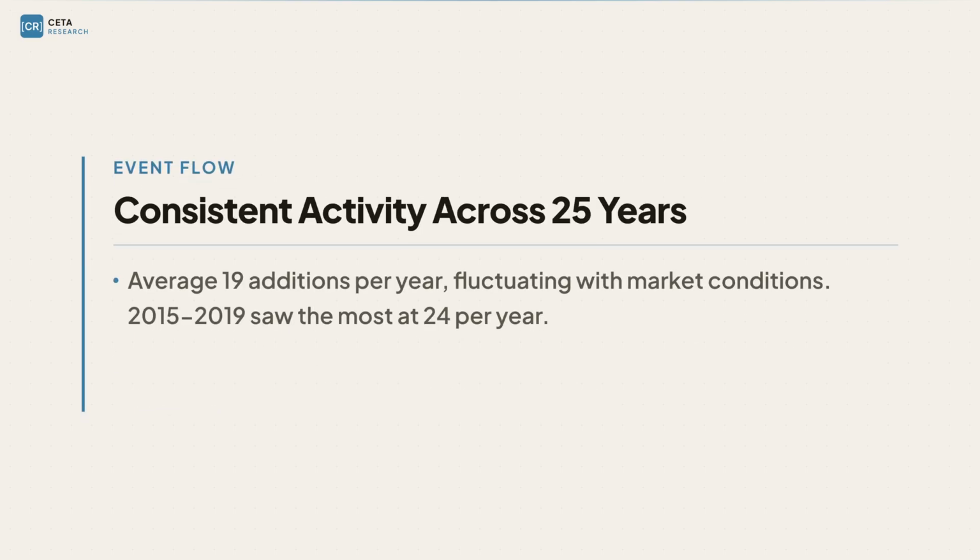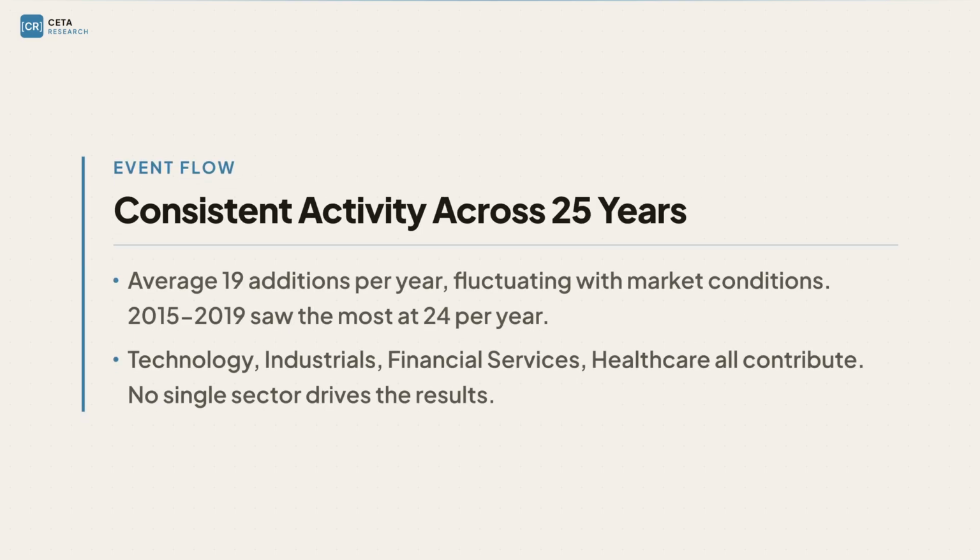Here's how the event count has held up over time. The count fluctuates with market conditions but averages roughly 19 per year. The 2015-2019 period saw the most activity with 24 per year, while the early 2000s saw the fewest at 12. As long as passive indexing keeps growing, reconstitutions will keep creating forced trading events. This isn't running out of opportunity.